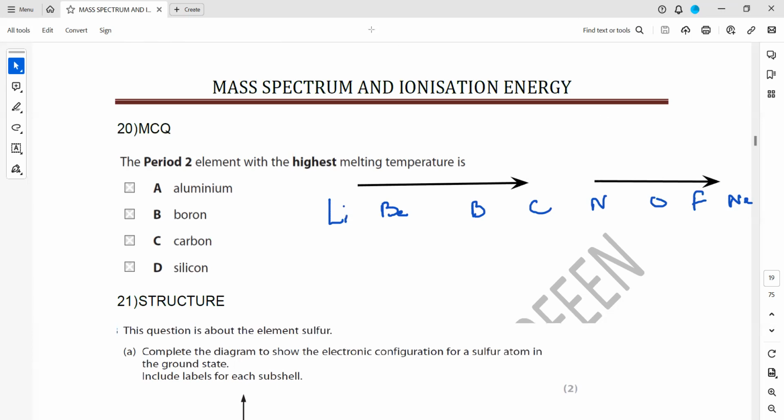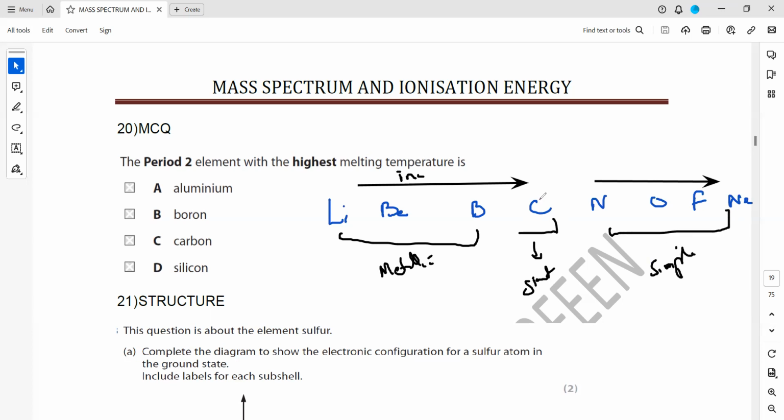Why did it increase for the first ones? Because of the type of bonding. Lithium, beryllium, boron will have metallic bonding. This one will have a giant covalent structure. And these have simple covalent. So for the first 4 groups, it increases. So even aluminium, why is it wrong? Because it's not there. Boron, carbon, even silicon is wrong. So you're left with boron and carbon. So carbon should have the highest boiling point.